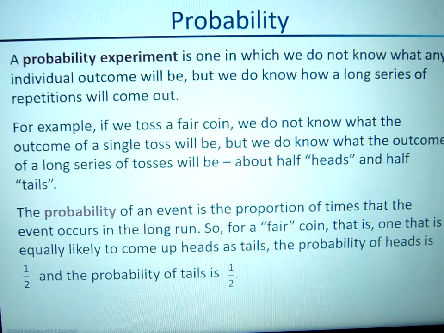They actually call this randomness, even though it doesn't seem random, but randomness is actually defined as the outcome that you will get in a long series of, in this case, tosses or whatever it may be. So the probability of an event is the proportion of times that event occurs in the long run. For a fair coin, and that means no one did anything with it to make it weighted differently, that is one that's equally likely to come up heads as tails. The probability of tails is 1/2, and the probability of heads is 1/2.